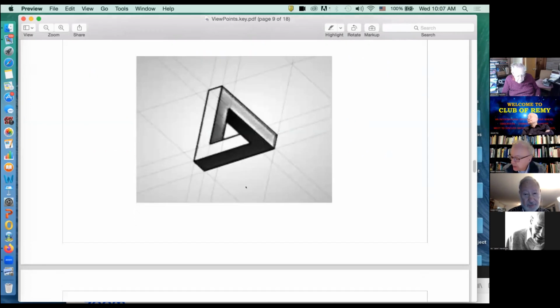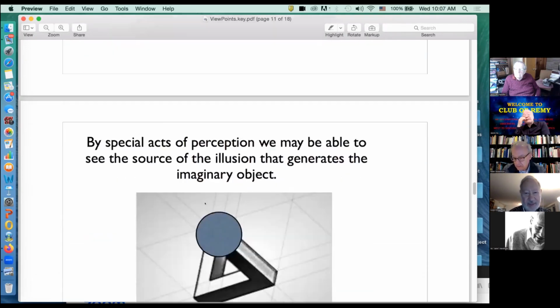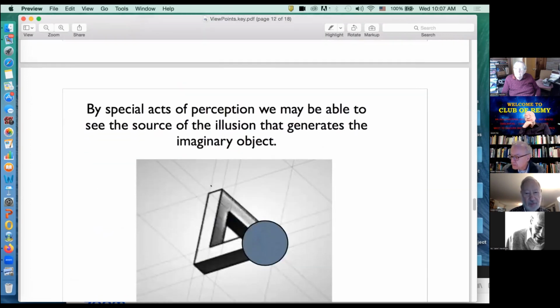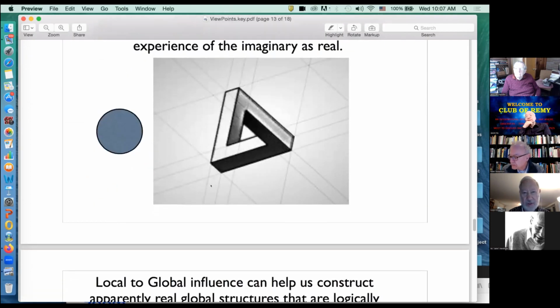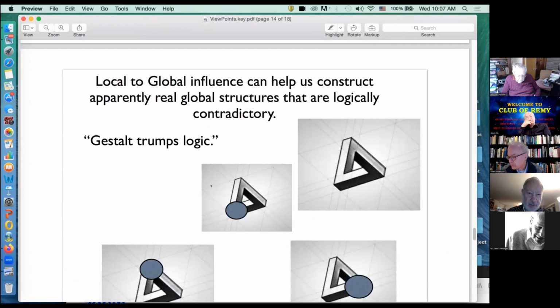But if you were to cover part of that drawing, then you see it's a realistic drawing up to a point, and then it takes off, and this would have to be higher than the other. But you could say, well, that's where it goes wrong, but that's not where it goes wrong. It could have gone wrong here at the other vertex, and it's still fine. Could have gone wrong at the other vertex. All possible wrongs, but you remove your insight into where it went wrong, and you're back at an entity that seems real nonetheless. So there are local and global influences that help us construct apparently real structures that are logically contradictory.